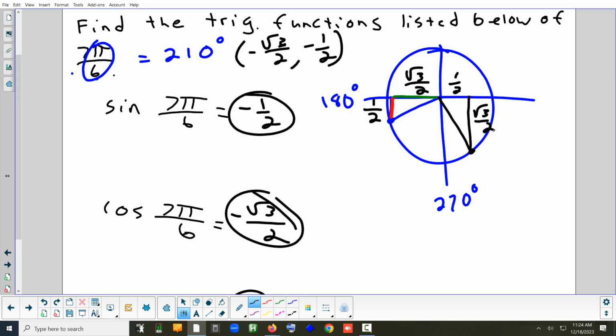Yep, 1/2, negative square root 3 over 2. And once you get the coordinate, nothing else changes. You just plug them all into the sine, cosine, everything they want to know.